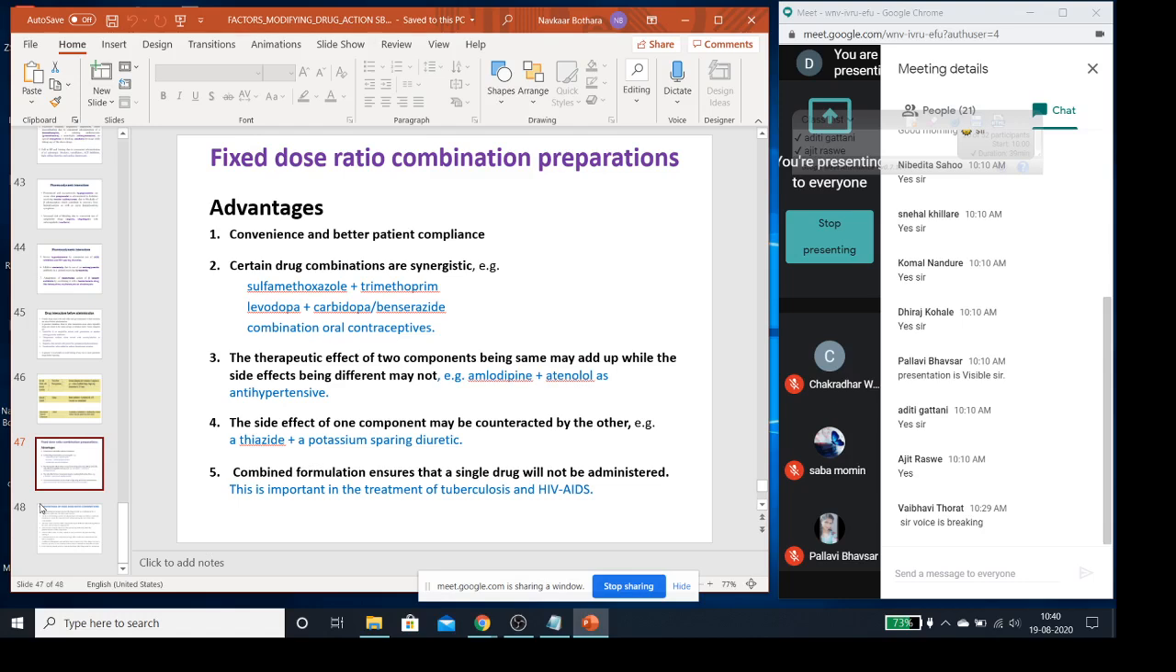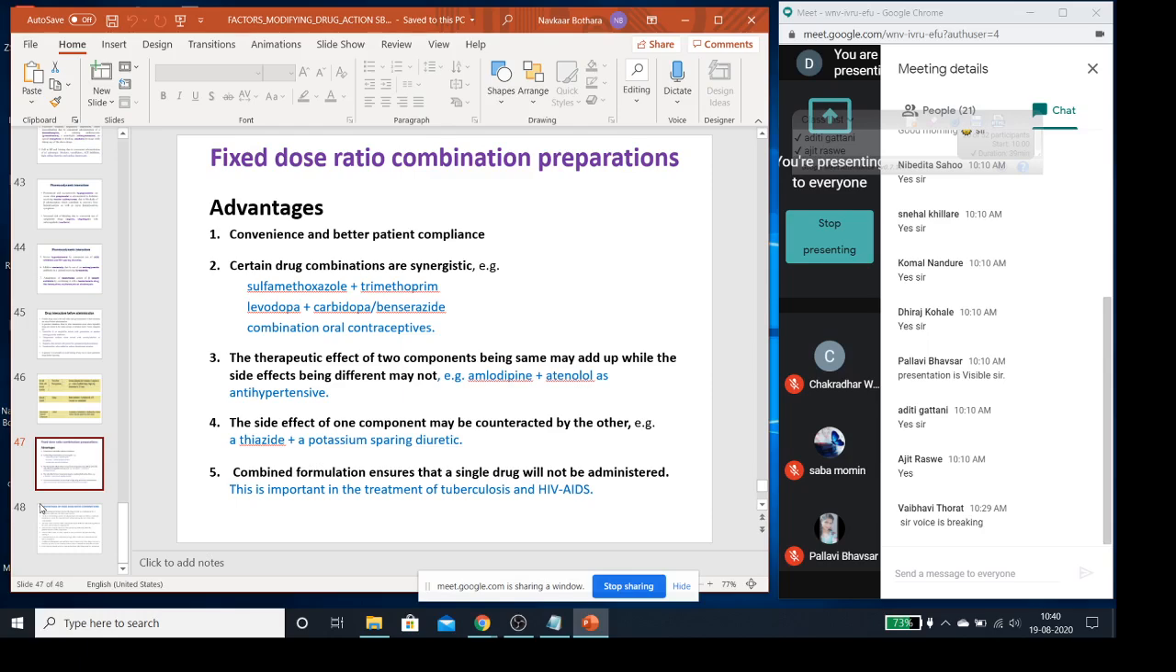And the second thing is, each drug may not have the same adverse effect. So amlodipine may have some adverse effect, atenolol may have some other side effects. If I am not combining, then I have to give amlodipine in double dose, so all the side effects of amlodipine can be there. Or atenolol I have to give in a higher dose, again there can be adverse effects. And if I combine amlodipine and atenolol, then I can reduce the adverse effects of both. The side effect of one component may be counteracted by the other.